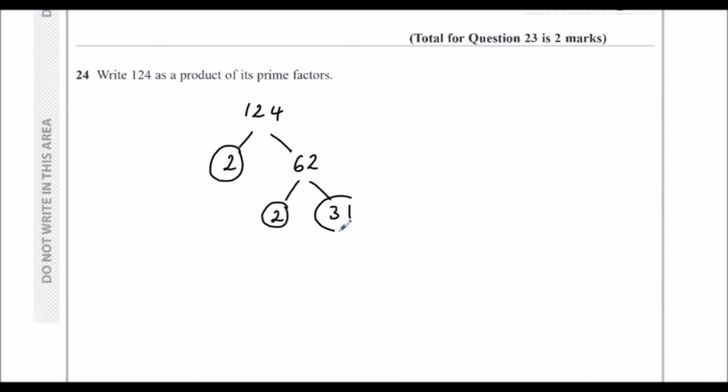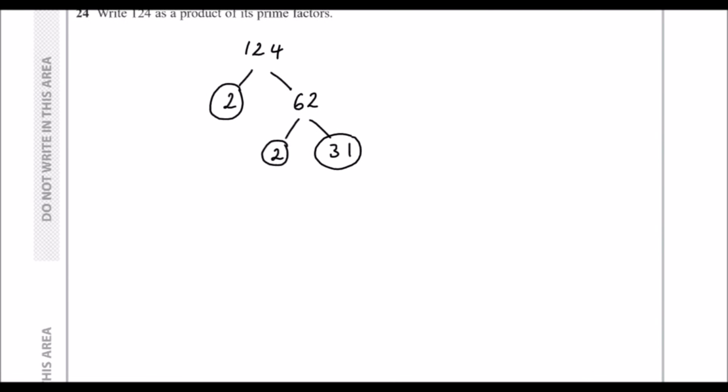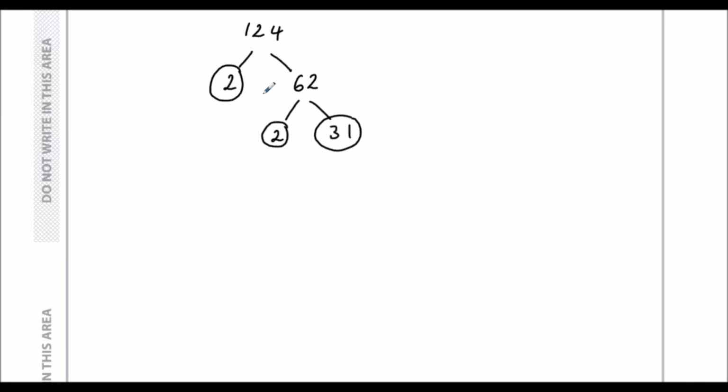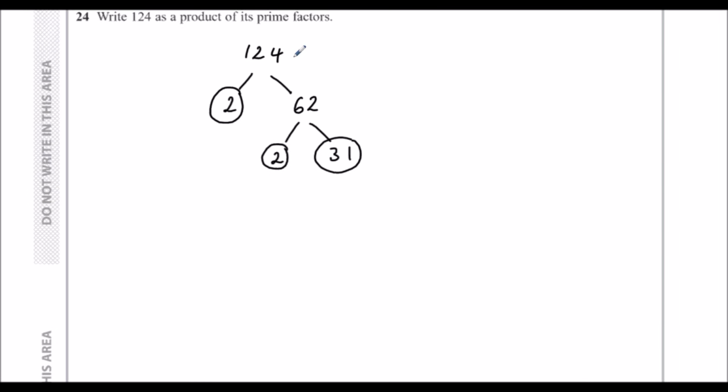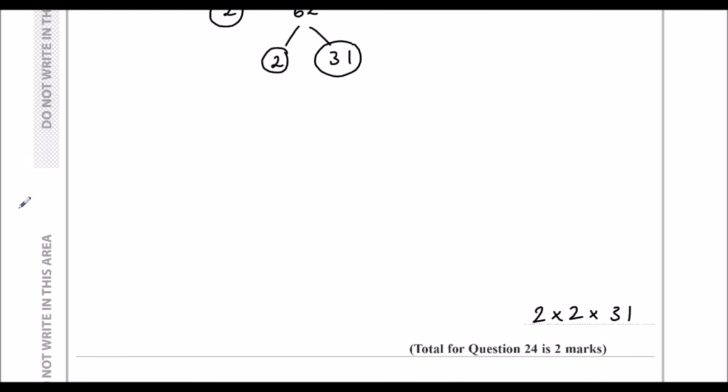It's not in any times tables apart from the 1 times table and the 31 times table. So it's prime. So it's 2 times 2 times 31. 2 times 2 times 31 makes 124. It's written as a product, so times together, of its prime factors.